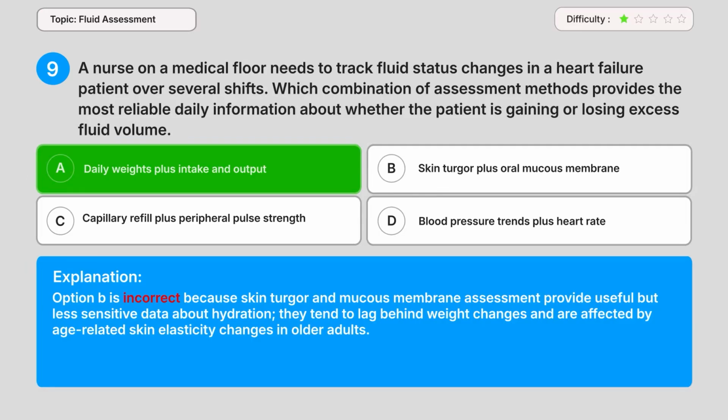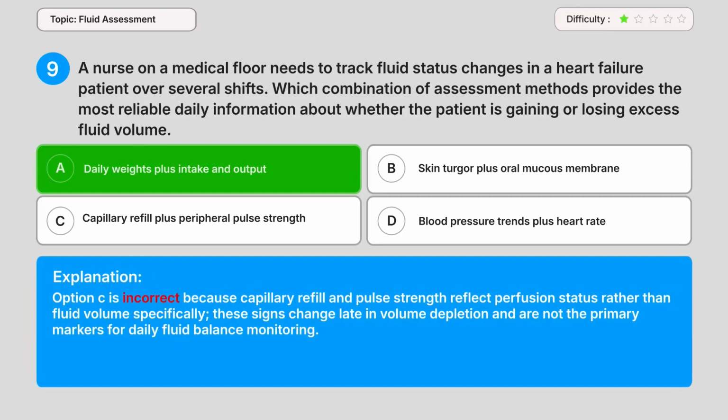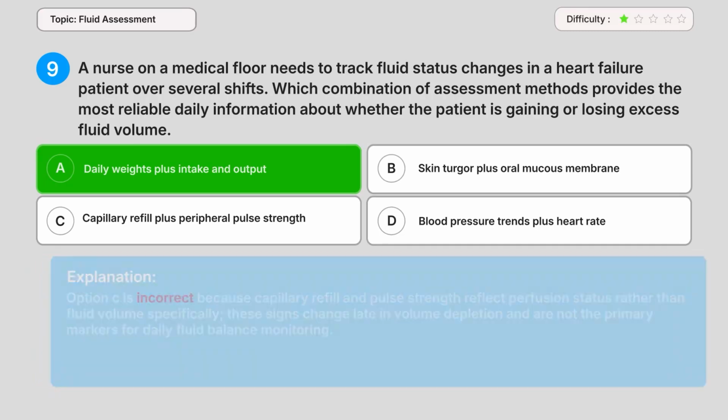Option B is incorrect because skin turgor and mucous membrane assessment provide useful but less sensitive data about hydration. They tend to lag behind weight changes and are affected by age-related skin elasticity changes in older adults. Option C is incorrect because capillary refill and pulse strength reflect perfusion status rather than fluid volume specifically. These signs change late in volume depletion and are not the primary markers for daily fluid balance monitoring.